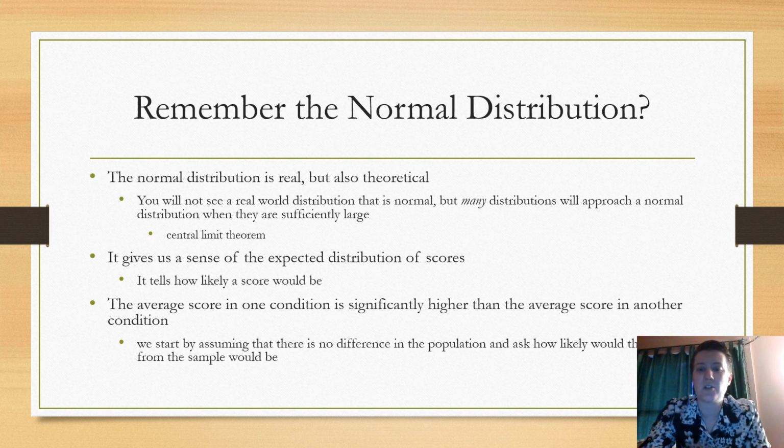But the normal distribution, in a nutshell, is what we use to make these claims in inferential statistics. It's how we determine statistical significance. It's the theoretical framework of, do we reject or retain the null hypothesis? Is there a difference between students who take a test in a loud condition versus students who take a test in a quiet condition?